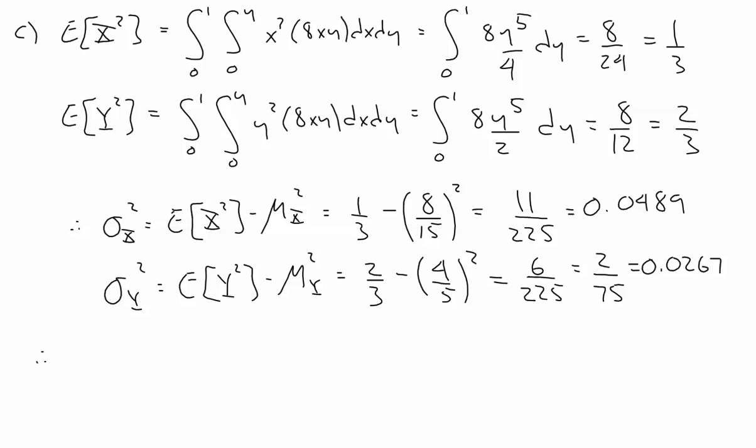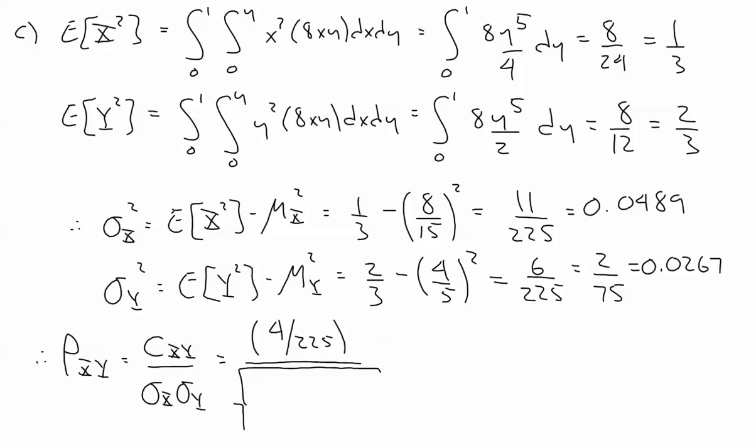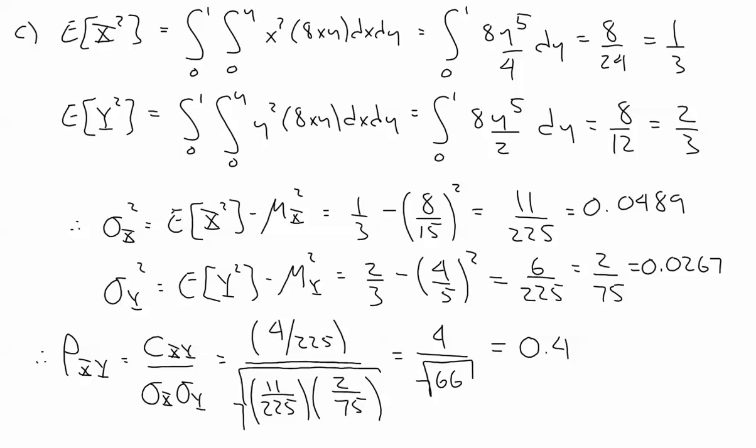So my correlation coefficient after all this is my covariance divided by the product of standard deviations, and that's going to be 4/225 divided by the square root of 11/225 times 2/75. And that works out to be 4 divided by the square root of 66. And that turns out to be 0.4924. Whew. Goodness gracious.